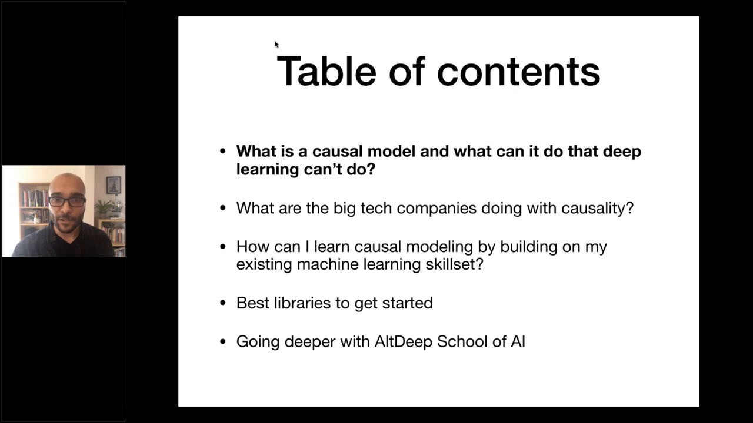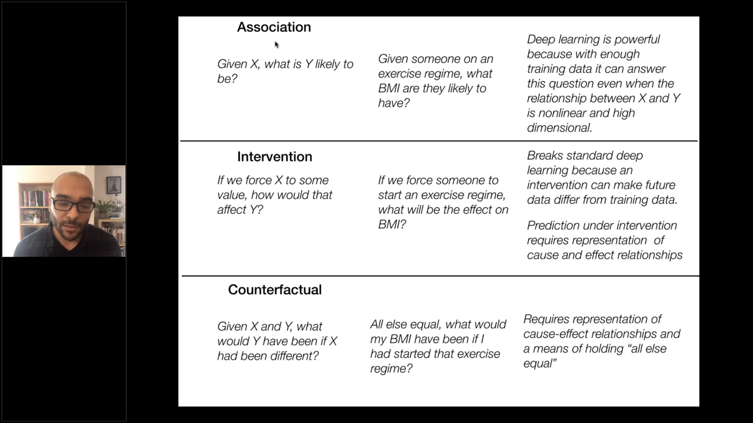So starting off, what is a causal model and what can it do that machine learning can't do? To understand the difference, we need to understand three concepts: association, intervention, and counterfactuals. Association asks a question like, given X, what is Y likely to be? A concrete example: given somebody on an exercise regime, what BMI are they likely to have? This is the kind of question where models, particularly deep learning, will excel, assuming you have enough data. It can answer this question even when the relationship between X and Y is nonlinear and high dimensional.